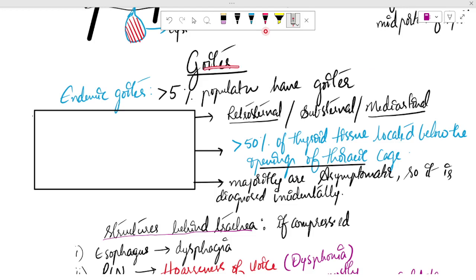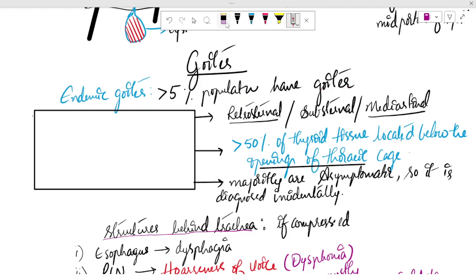Now coming to the goiter, we always hear about a term called endemic goiter, but what actually is meant by endemic goiter? For example, there is a population. If more than 5% of that population have goiter, then that region is said to be affected with endemic goiter, or there is a presence of endemic goiter in that particular region, right?